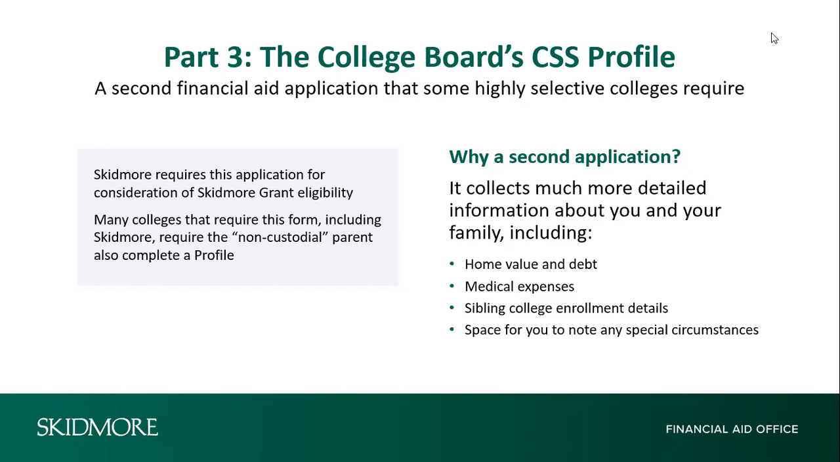For example, the value of your home, the debt on your home, those are not reported on the FAFSA. They are on the CSS profile. You can tell us about medical expenses. We want to know if there's a sibling attending college, where are they attending, how much are you contributing toward their education, what year are they in, etc. There's also a free form section where you can write notes and explain special circumstances that the financial aid office will review when we get that information from you.